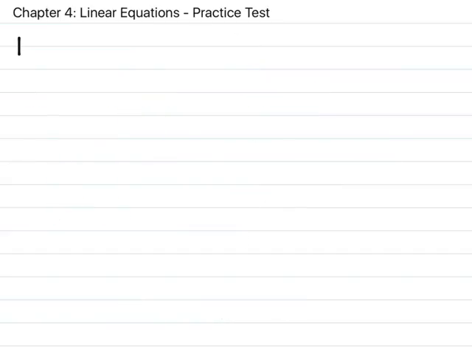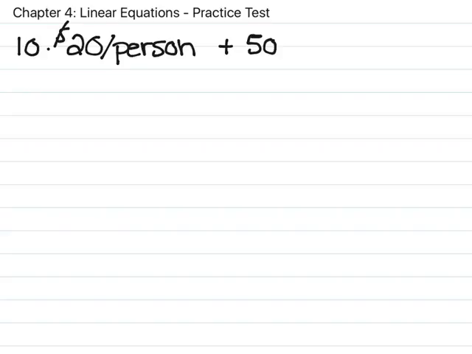Okay, question 10. So the total cost of a meal at a banquet hall is $20 per person. And then there's an additional $500 charge for having the hall at all. So if there's the $500 charge for renting the hall itself, we want to write an equation for the cost of booking the hall. So we're going to use C as cost.